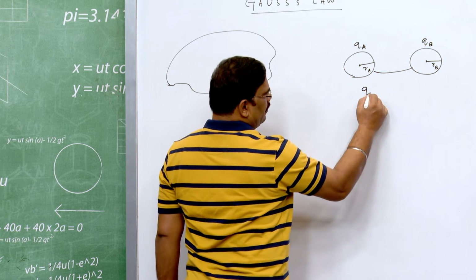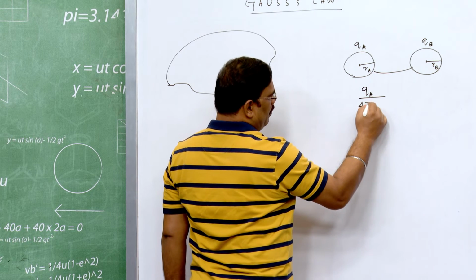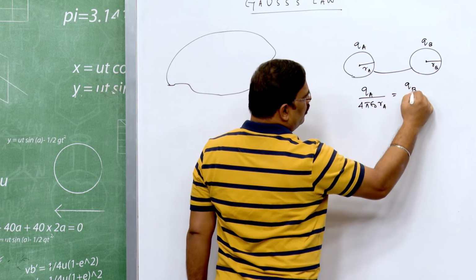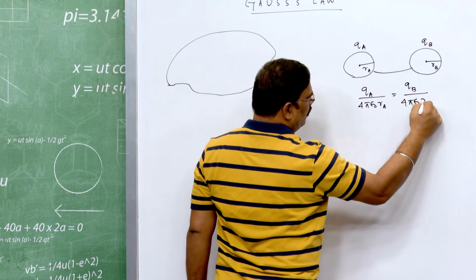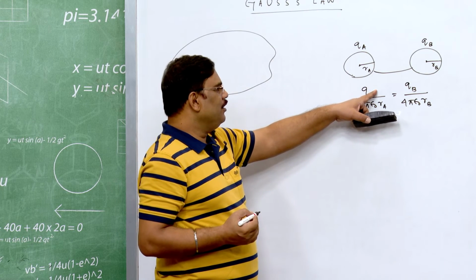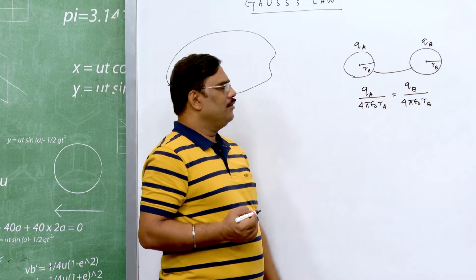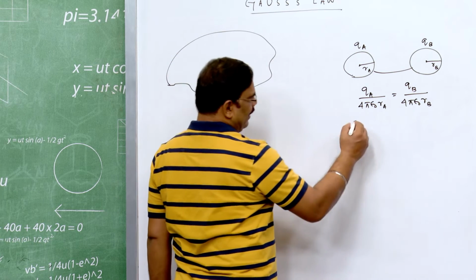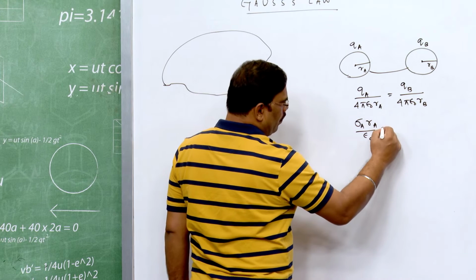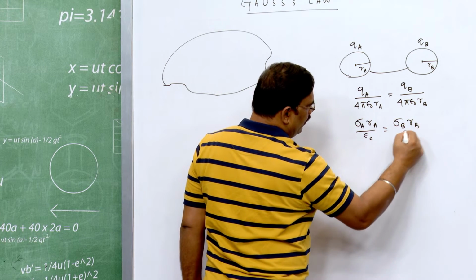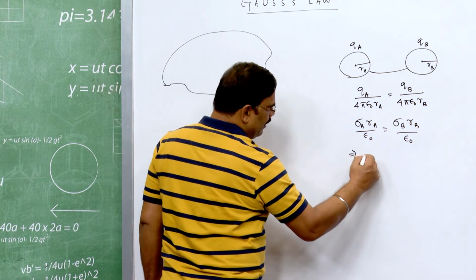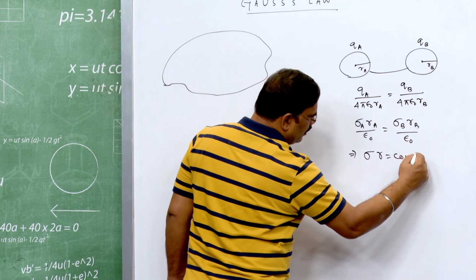So, the potential of A, q a divided by 4 pi epsilon 0 r a, must be equal to q b divided by 4 pi epsilon 0 r b. Now, multiplying r a in the numerator of the left hand side and r b in the numerator of the right hand side, what do we get? It is sigma a r a divided by epsilon 0 equals sigma b r b divided by epsilon 0.